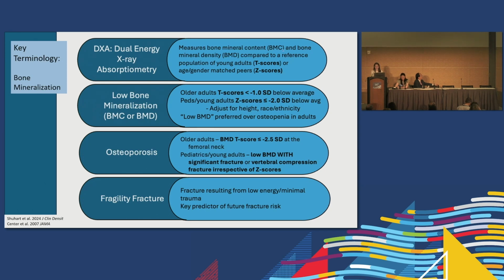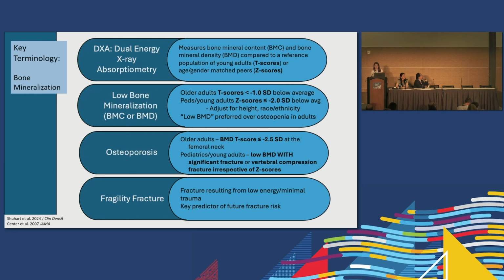Low bone mineral density, in older adults, is T-scores less than -1 standard deviation below the mean. And for pediatrics, teens, or young adults, we're using a Z-score less than or equal to -2 standard deviations below the mean. Ideally, as we'll talk about in a little bit, you're adjusting for height, race, and ethnicity if available. You'll frequently see in reports and registries the term osteopenia. Low bone mineral density is the preferred term in adults, and ideally we're avoiding this term as a diagnosis in children and young adults.